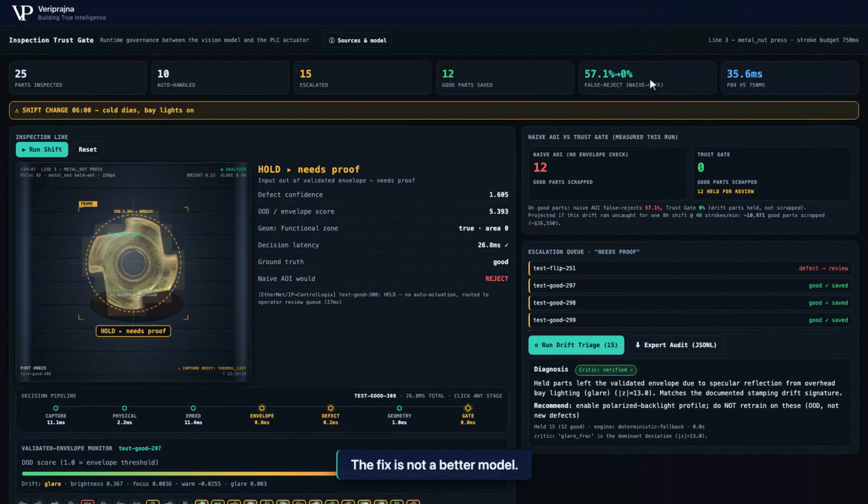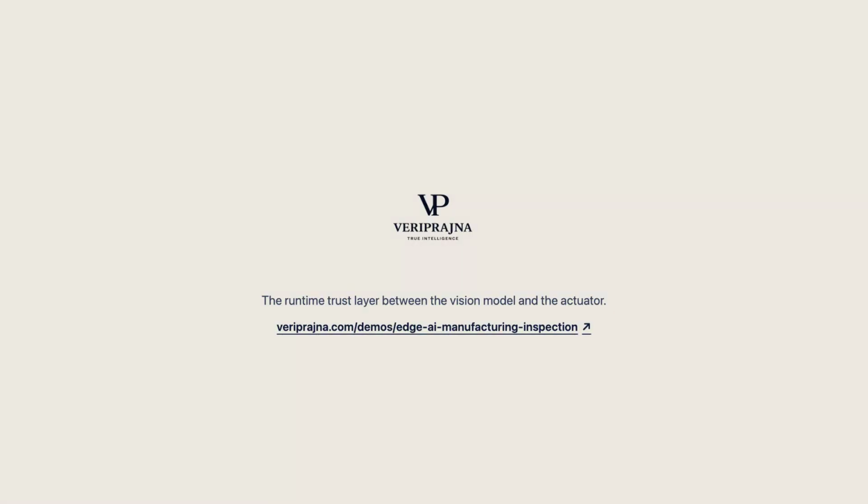Every decision inside the latency budget with a full audit trail. 0 good parts auto-scrapped under drift. The fix was not a better model. It was knowing when not to trust the one already on the line. And it is what we build at Veriprajna.